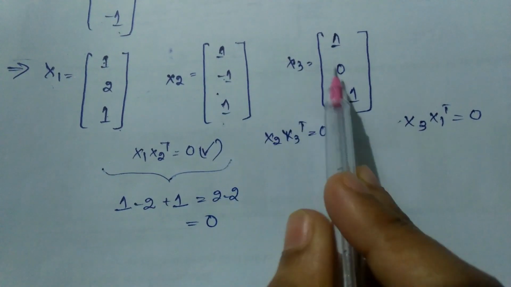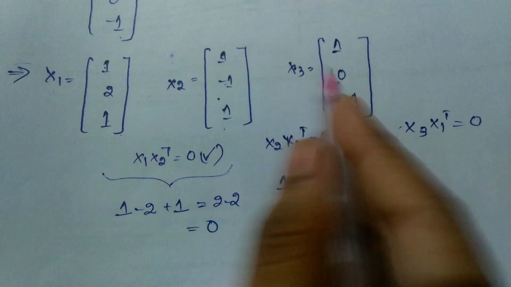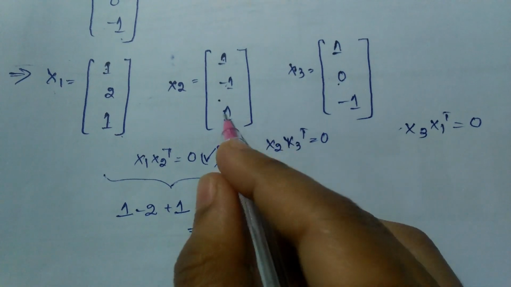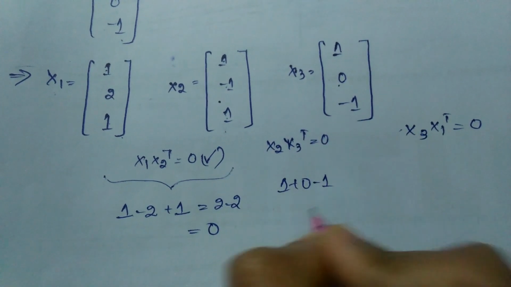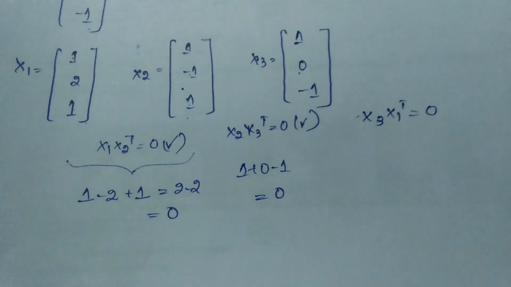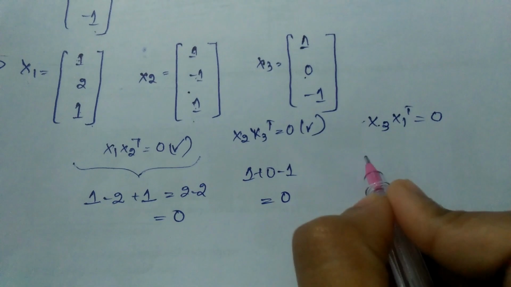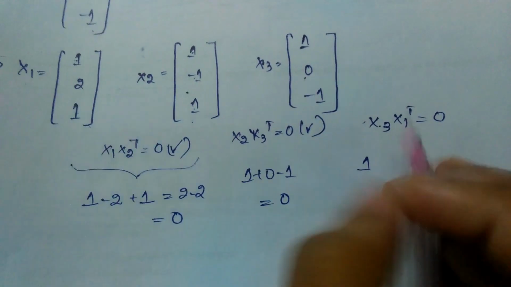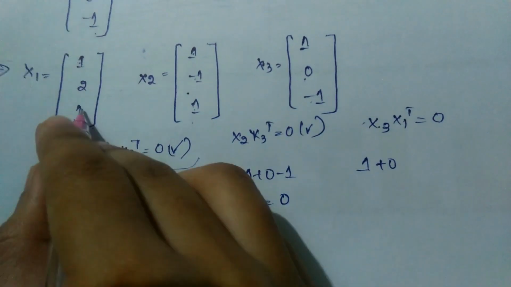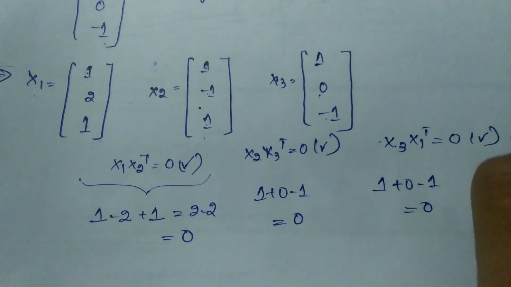Then x2 and x3: 1 into 1 is 1, minus 1 into 0 is 0, and 1 into minus 1 is minus 1. So this also is 0, and this condition is also satisfied. Then x3 x1 transpose equals 1 into 1 is 1, 0 into 2 is 0, minus 1 into 1 is minus 1, and this also comes to 0. So three conditions are satisfied.